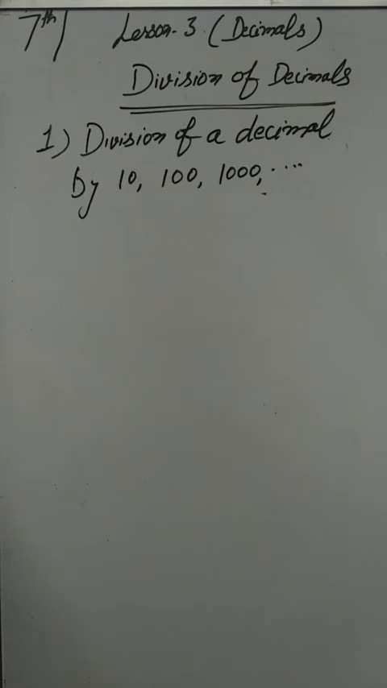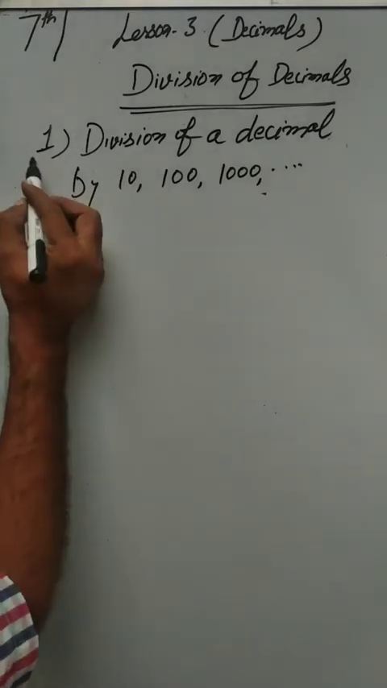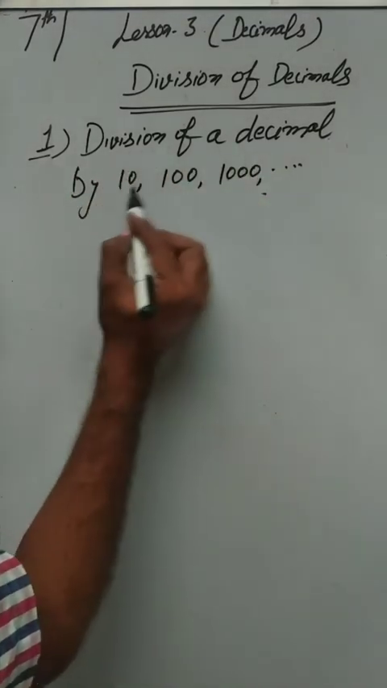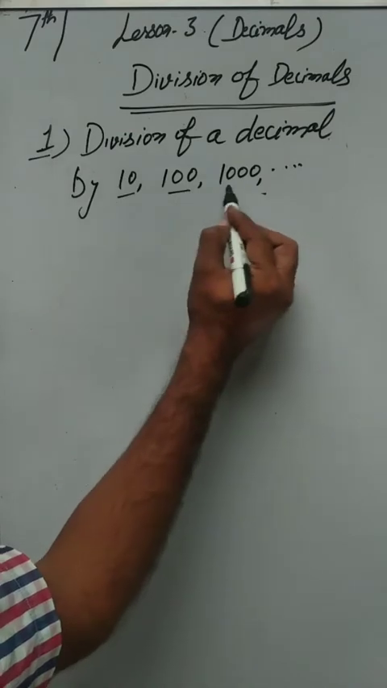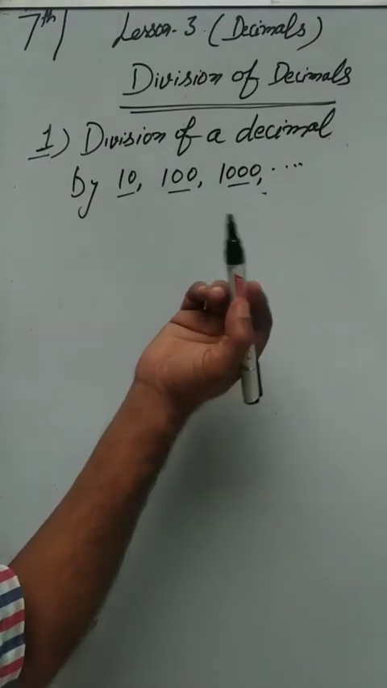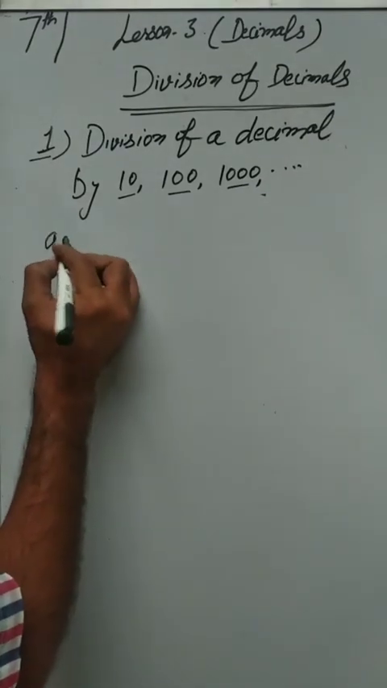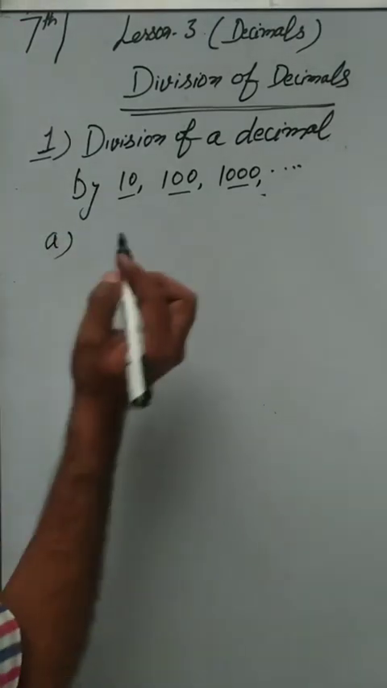Beta, yesterday I explained multiplication of decimals, and today we will continue with our next topic, division of decimals. As with multiplication of decimals, there are also three types of division of decimals. First is division of a decimal by 10, 100, 1000. I'm sharing some examples here.